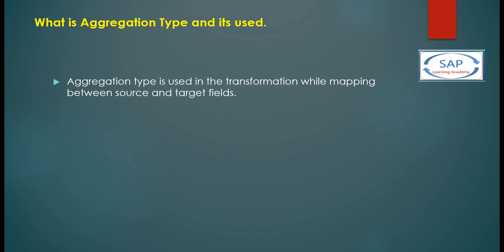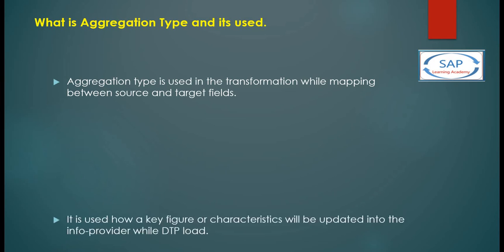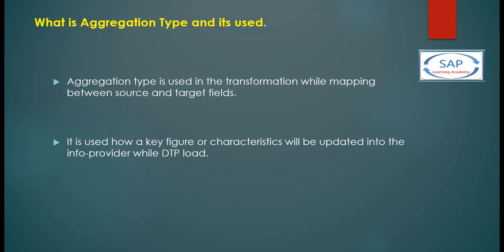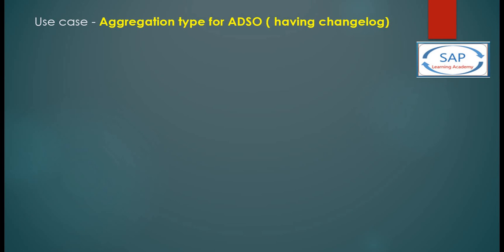First thing that we have to know is what aggregation type is. Aggregation type is used in transformation while mapping between source and target fields, and it defines how a key figure or a characteristic will be updated into the provider during the DTP load. Suppose you have a key figure called amount. Will it be override or will it be sum? You have to define that in the aggregation type. Please listen carefully to these slides because it is very important while you are designing the transformation or the ADSO.